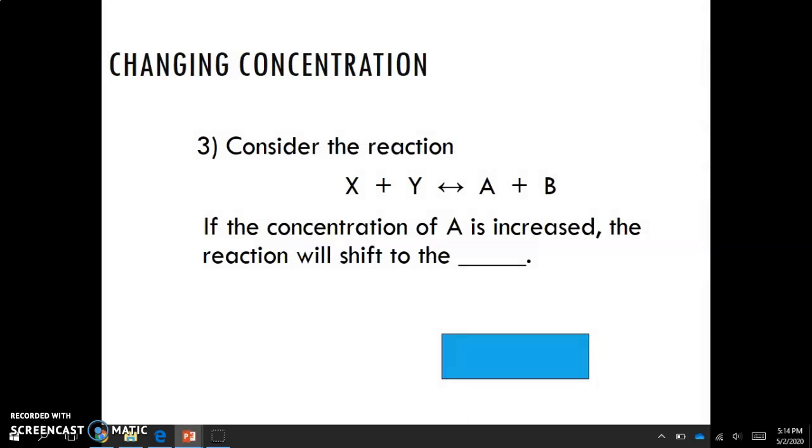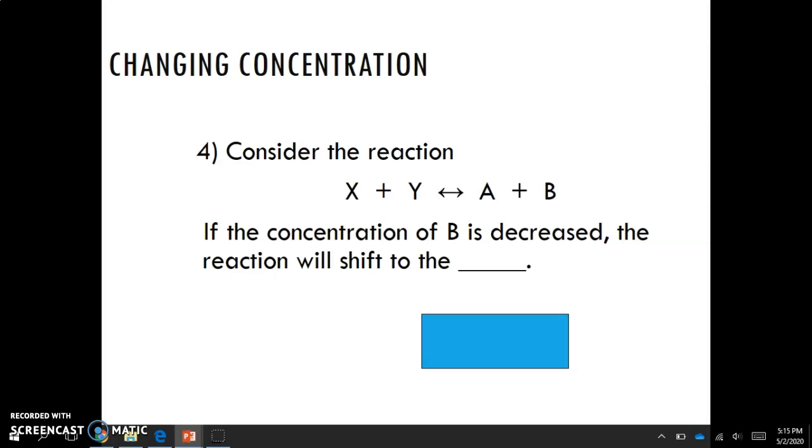All right, so same equation. If the concentration of A is increased, where will the reaction shift? A is one of your products. So if we are increasing the concentration of a product, that means we've got more products than we have reactants. So we're going to need to favor our reactants in order to maintain equilibrium. We need to make more of the reactants to bring them up to the same level as the products. So if we are making more reactants here to maintain equilibrium, that means we're going to shift to the left.